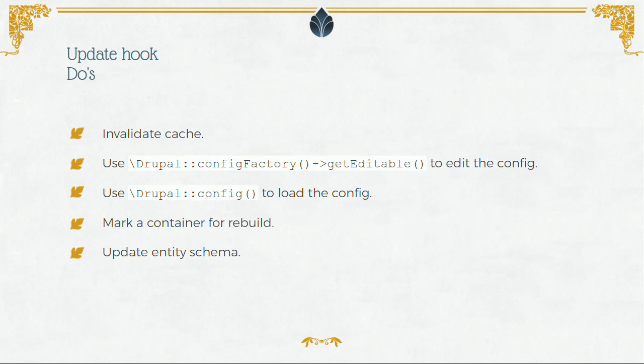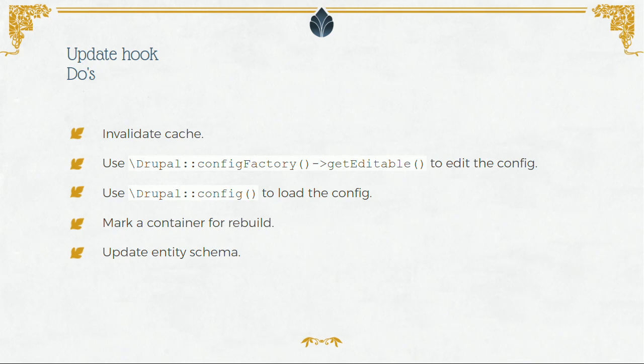Similarly, if you want to change the configuration on the website, just use the config factory editable command as listed here, because we don't want to make changes directly to the schema. We want to make sure that we make changes on config objects, and we are not making changes directly without any validation, without any getter or setter or factory method. Similarly, if you just want to read and process those values, you can just use the config function directly.